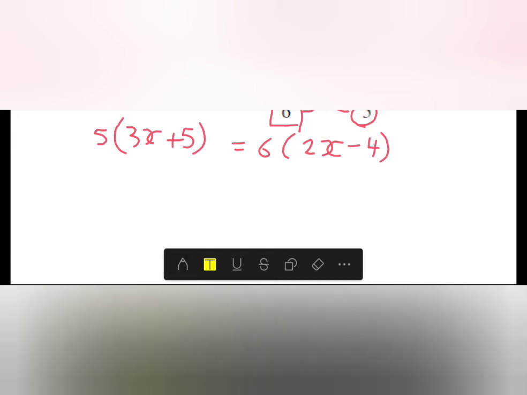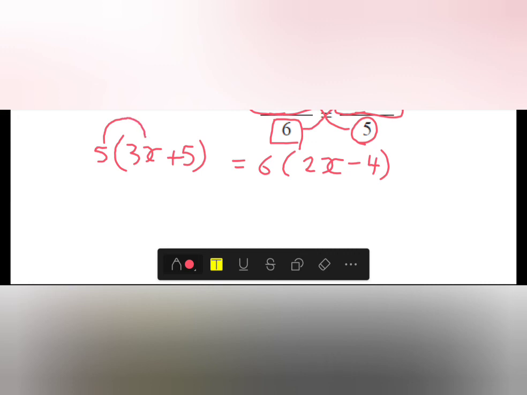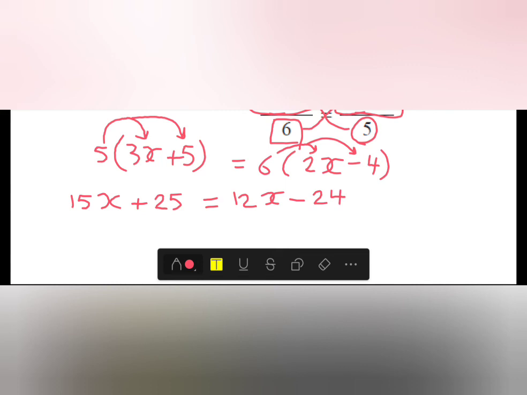By factorizing, I'm gonna multiply the ones outside and I'm gonna multiply them inside. So 3 times 5 equals 15x, good. And then 5 times 5 equals 25, very good. And then I will write the equal sign, remember that, always write the equal sign so you don't get confused. And then I'm gonna take the 6 and multiply it inside with the 2x, so it's gonna be 12x. And then 6 times negative 4, so it's negative 24. Very good. Now, the next step is what?